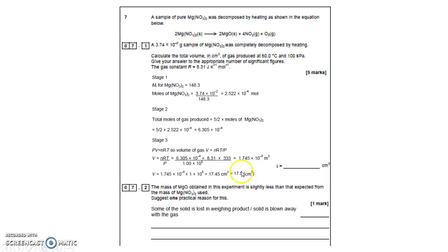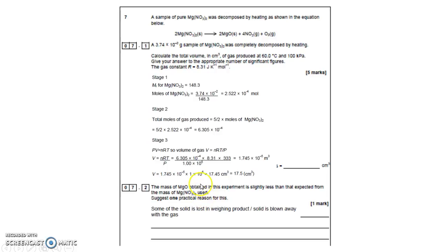Now to convert meters cubed into centimeters cubed, a meter is 100 high by 100 wide by 100 back. 100 times 100 times 100 is a million. So you've got 1,000,000 centimeters cubed in 1 meter. So you take this and you multiply it by a million, it comes out as 17.45.